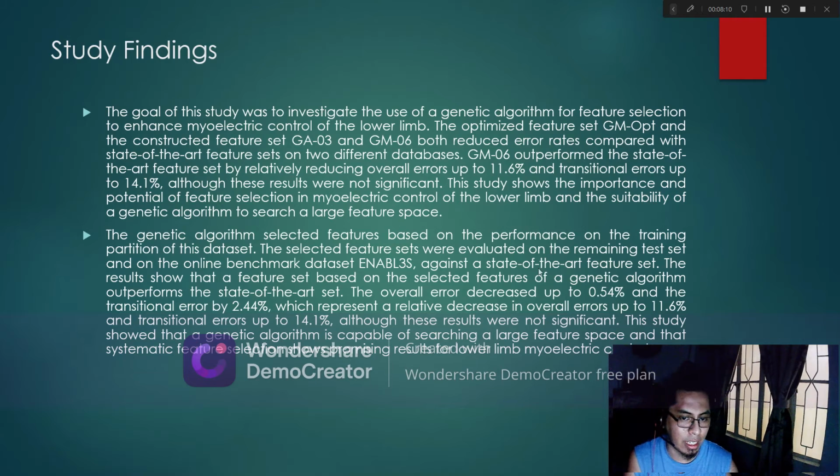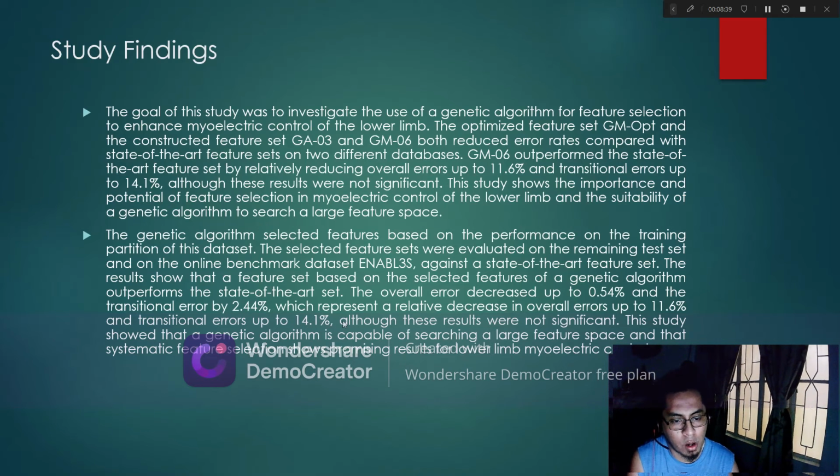The selected feature sets were evaluated on the remaining test set and the online benchmark dataset against the state-of-the-art feature set. The results show that the feature set based on the selected features of a genetic algorithm outperforms the state-of-the-art set. The overall error decreased from 54.54% and the transitional error by 2.44%, which represent a relative decrease in overall errors of up to 11.6 and transitional errors of up to 14.1.